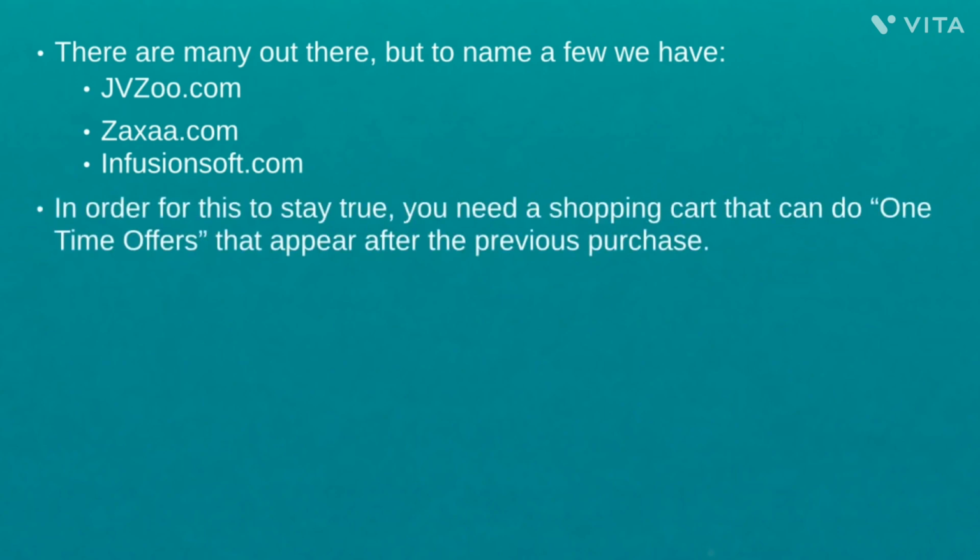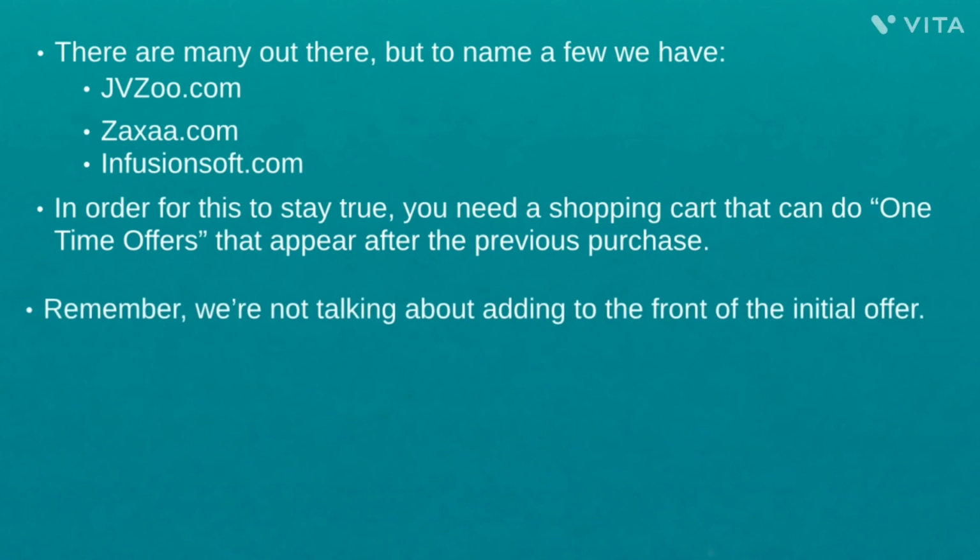Now, there are many out there, but here are just to name a few. There's jvzoo.com, there's zaxaa.com, and there's infusionsoft.com. I will say that Infusionsoft is a lot more complex, so zaxaa.com typically is a good shopping cart system. jvzoo.com as well. Now, in order for this to stay true, you need a shopping cart that can do one-time offers that appear after the previous purchase.